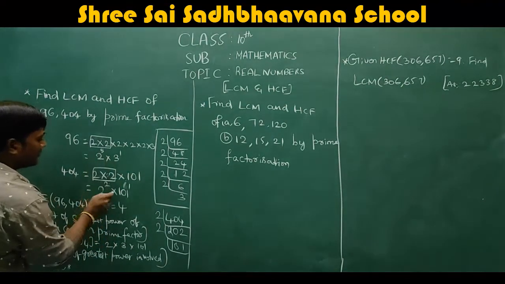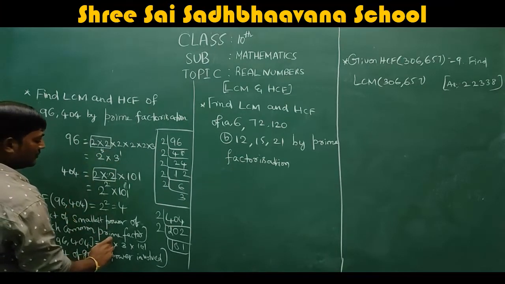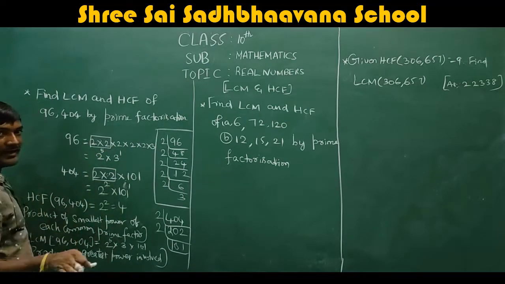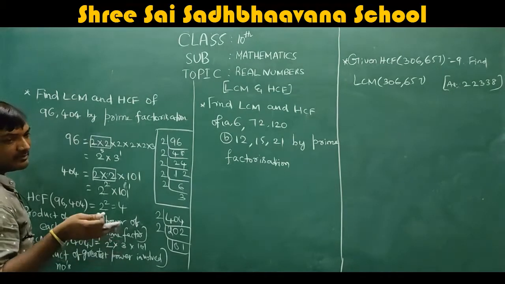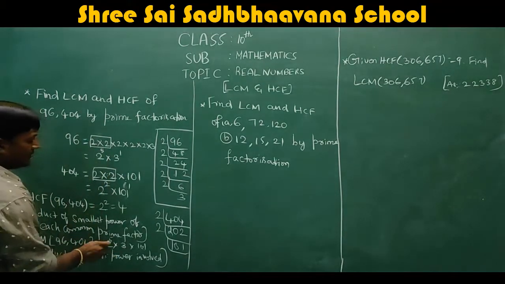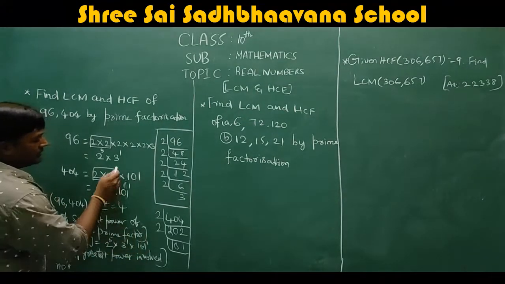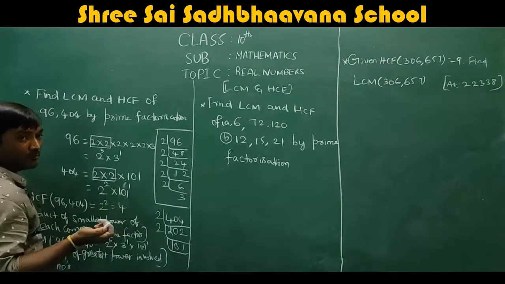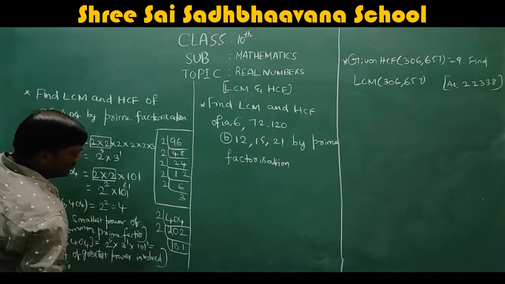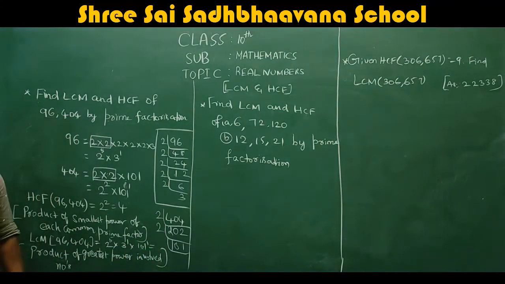Afterwards, I checked with the powers. What is the greatest power of 2? 2 power 5. 2 square I will neglect because 2 square is lesser than 2 power 5. So power 5 is the highest. So 2 power 5 you take. 3 and 101 obviously have only 1 power. So which will give you the answer: 2 power 5 into 3 into 101.